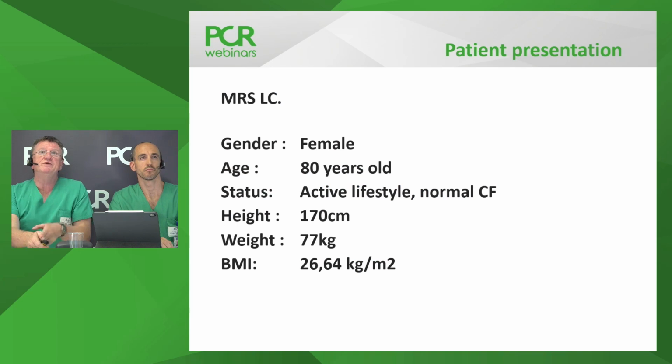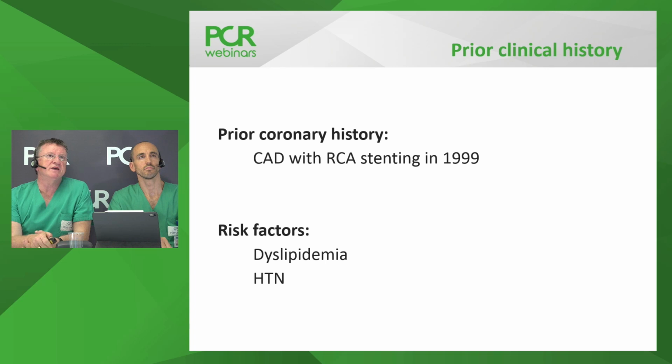So I'm just going to briefly present the details of the patient who's going to be treated today. The patient is a female of 80 years of age, and so she meets the criteria for increased bleeding risk as she is over 75 years of age. She has an active lifestyle, normal cognitive function, a height of 170 centimeters, weight of 77 kilograms, so a BMI of 26. She has a prior history of coronary disease with right coronary stenting in 1999, so quite a long time ago for her first coronary intervention, and a conventional set of risk factors of hyperlipidemia and hypertension.